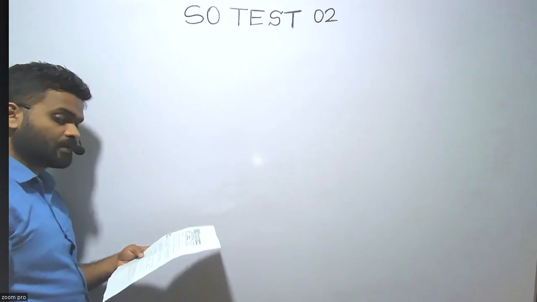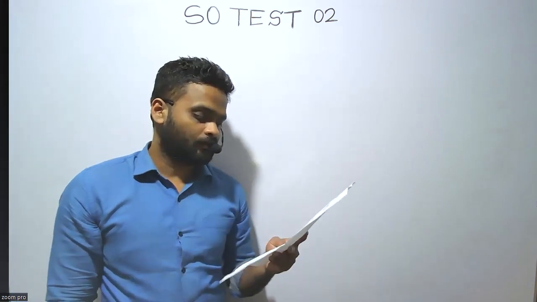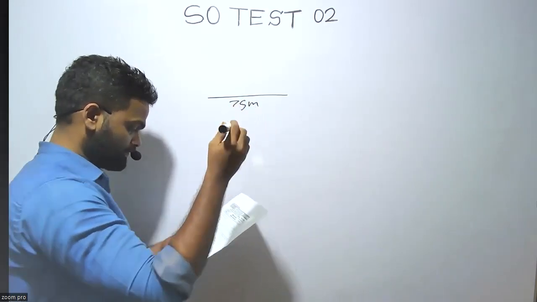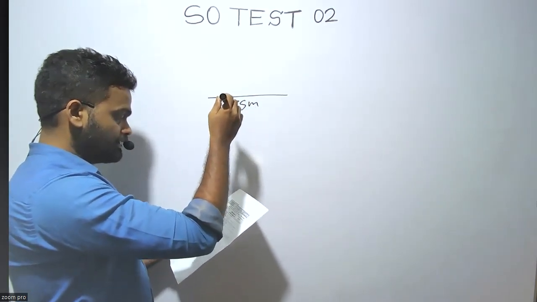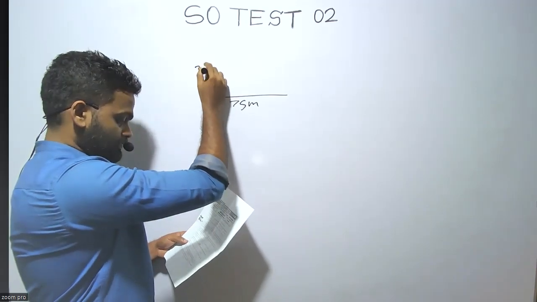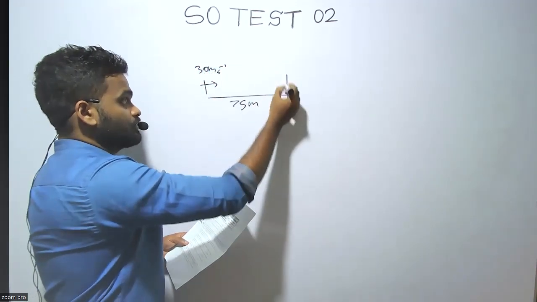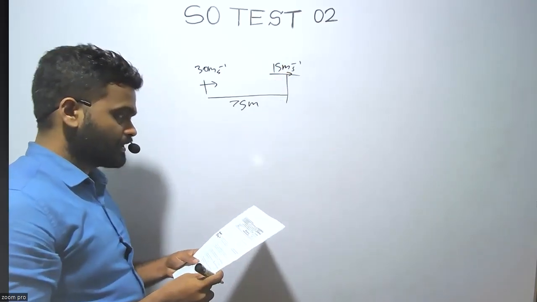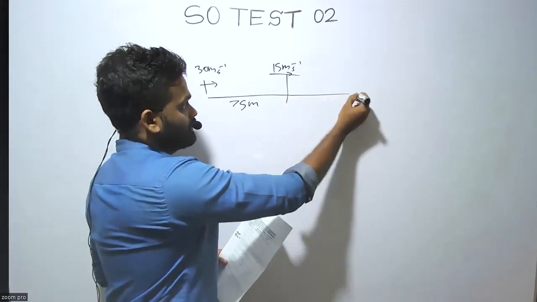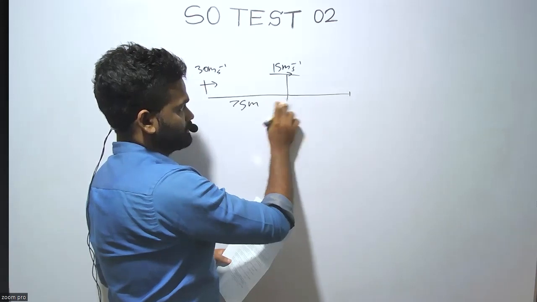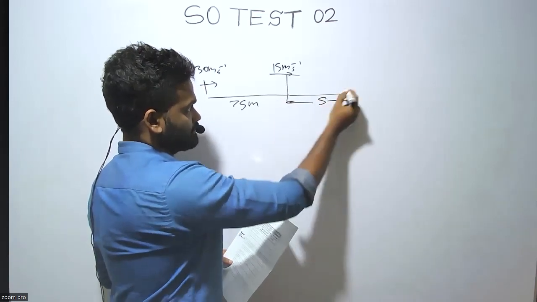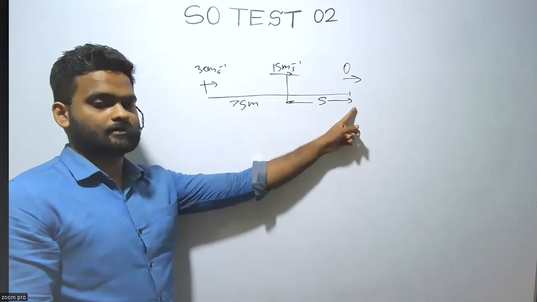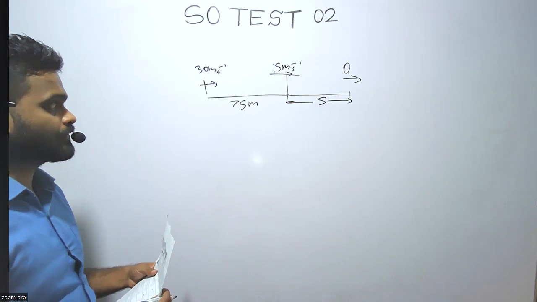Third one answer. Right, seventh question. When a car moves a distance of 75 meters, its velocity decreases from 30 meters per second to 15 meters per second. Then the car further moves a distance s and comes to rest. So what they ask is this distance. How do you find that?